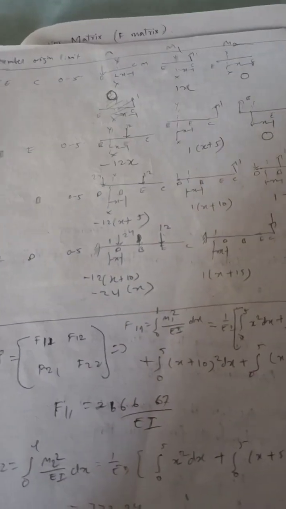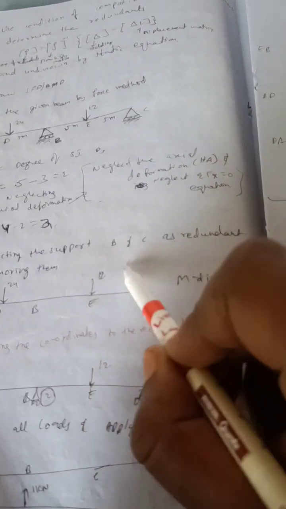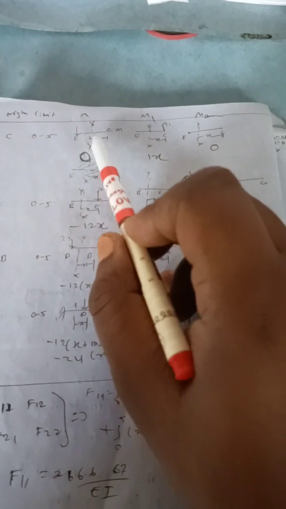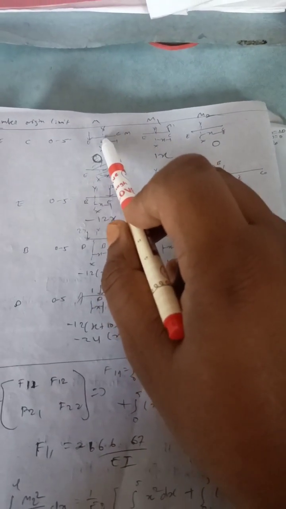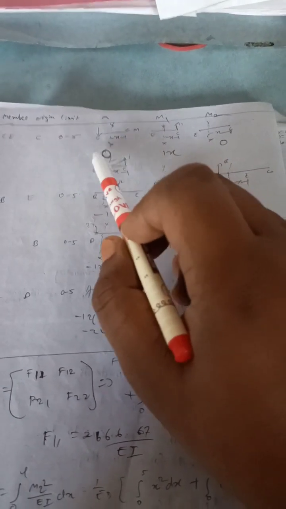Next, the capital M values, how to calculate the moments. Go to the M diagram here. First of all, take a section between CE. See here, in the M diagram, for CE, I am taking section X from C. So to the right side of it, no force is there, so the moment is 0.